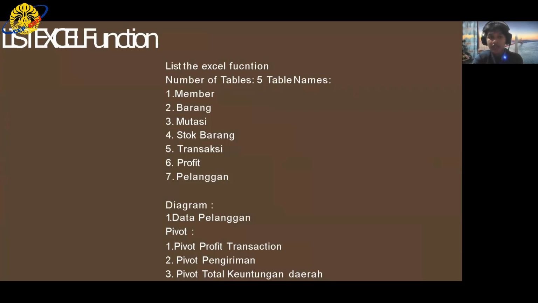First, this is the list of Excel functions. First, we have seven table names. First is member, second barang, third mutasi, fourth stock barang, fifth transaksi, sixth profit, and seventh pelanggan. And the diagram is data pelanggan. Pivot, we have three pivots: profit transaction, pengiriman, and total keuntungan daerah.